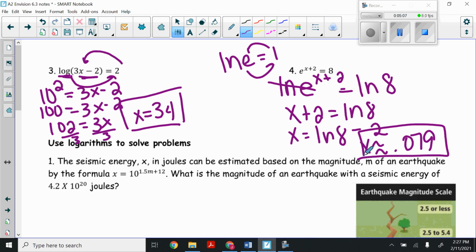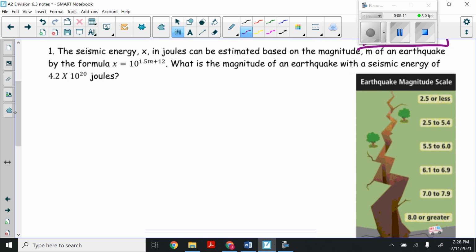So now we're going to use what we just learned to solve some word problems, real life examples here. It tells us the seismic energy X in joules can be estimated based on the magnitude M of an earthquake by the formula X equals 10 to the 1.5 M plus 12 power. Okay, so we have an exponential. What is the magnitude of an earthquake with a seismic energy of 4.2 times 10 to the 20th joules?